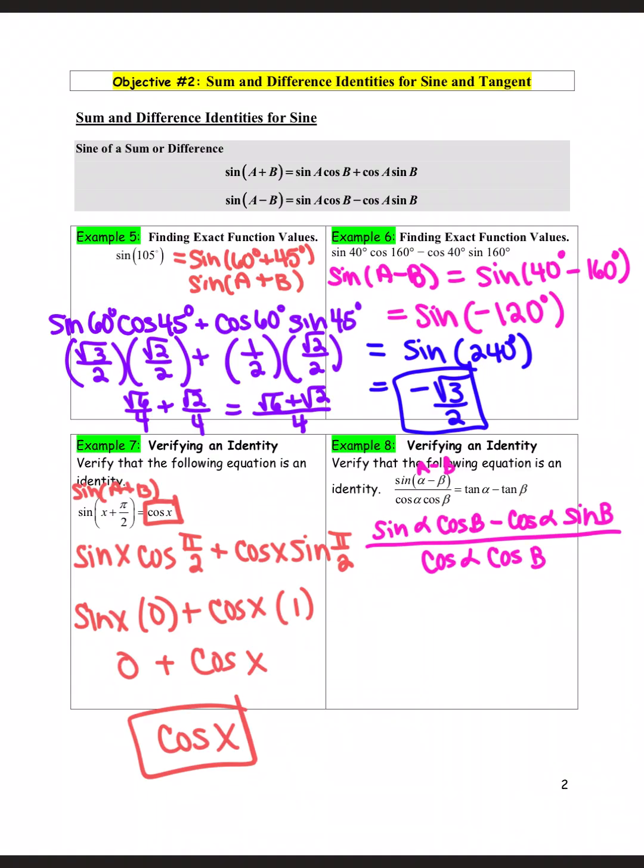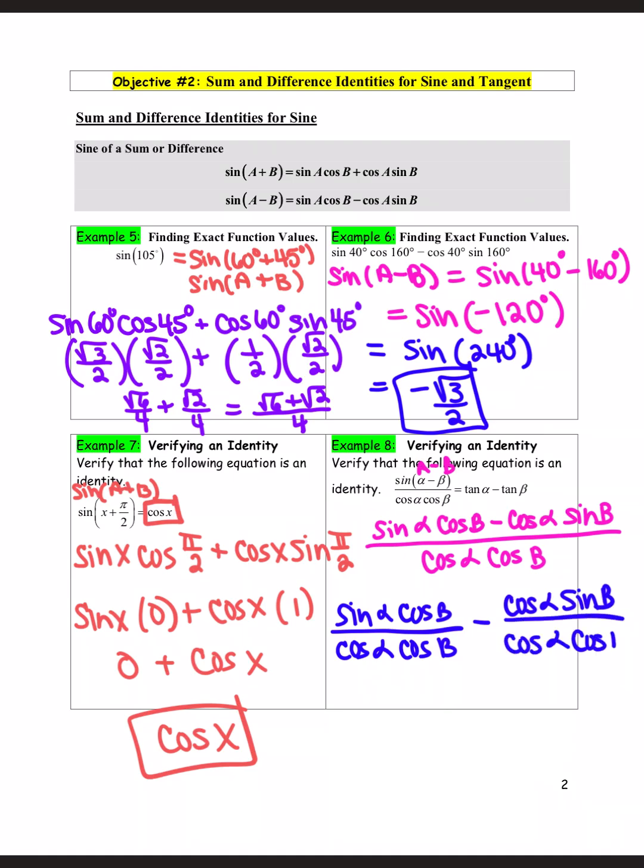And I'm going to split my denominator. So now we have sine of alpha cosine of beta divided by cosine of alpha cosine of beta minus cosine of alpha times sine of beta over cosine of alpha cosine of beta. So now I'm going to simplify. The reason why I need to do that is because my final answer needs to be tan of alpha minus tan of beta. So the only way this would happen is if I split the fraction.